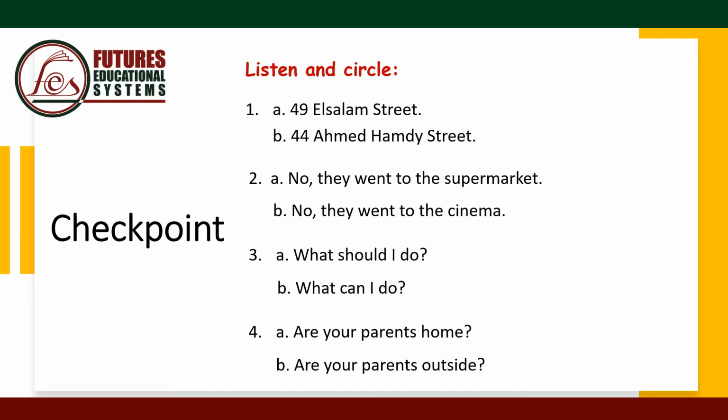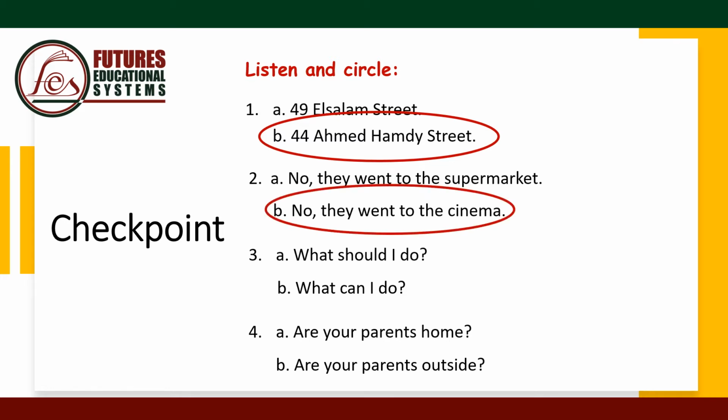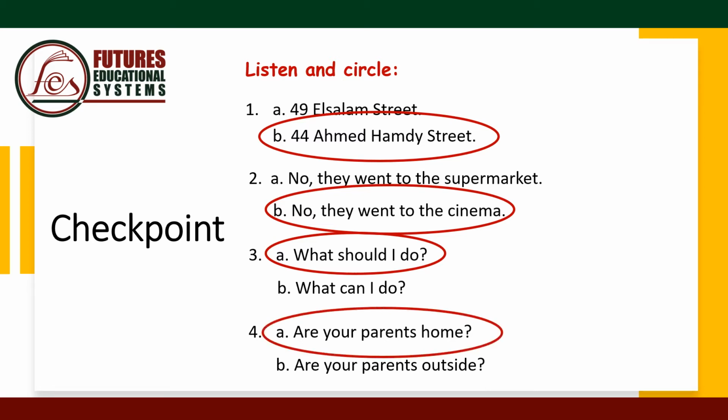1. What's your address? 44 Ahmed Hamdi Street. Yes, number B is the answer. 2. Are your parents home? No, they went to the cinema. Correct, number B is the answer. Number 3. What should I do? Stay calm. Exactly. 3A is the answer. 4. Are your parents home? Yes, they are. So, number A is the answer.